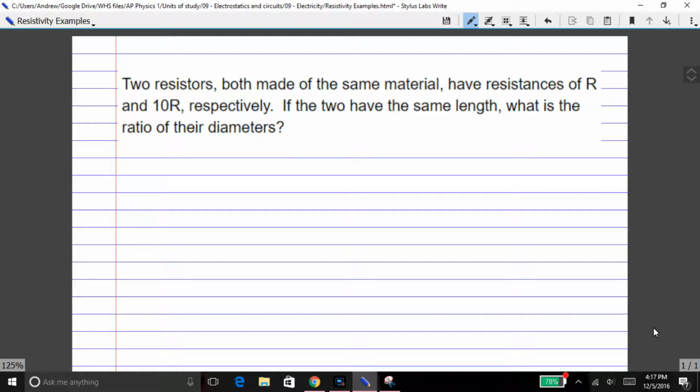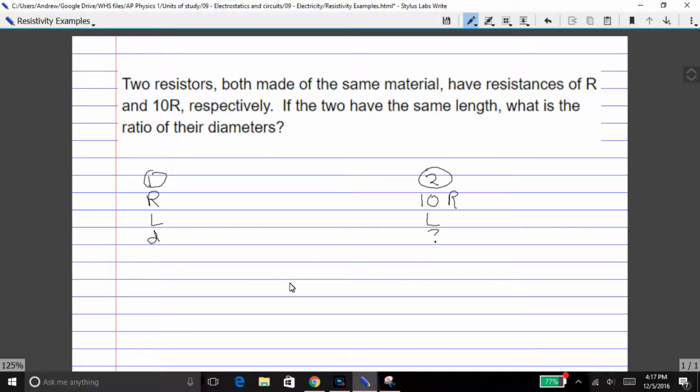So let's take a look at a simple version of a problem like what you might see on the AP exam. We've got two resistors, and I'm just going to start writing down information on these two resistors. So I'll call these just 1 and 2. And so resistor 1, I'll say, has resistance R, and resistor 2 then is 10R. They both have the same length. I'll call that L and L. And we're looking for the ratios of their diameters. So let's call this one D, and this one some unknown diameter.